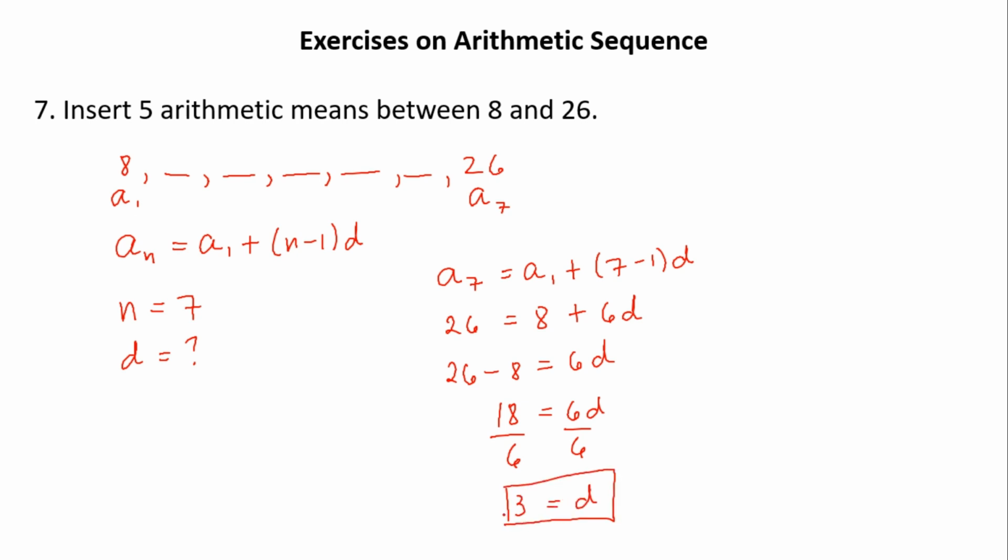Now we can determine the 5 numbers in between. So starting from 8, we add 3 to get the second term. So 8 plus 3, that's 11. 11 plus 3, that's 14. 14 plus 3, that's 17. 17 plus 3, that's 20. And 20 plus 3, 23. So these are the 5 arithmetic means that are required by the item.